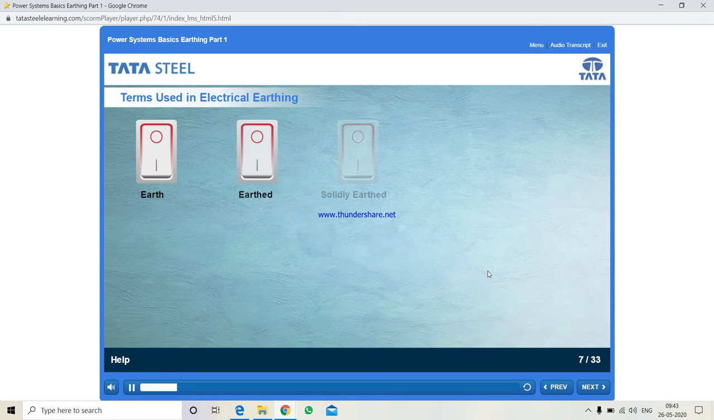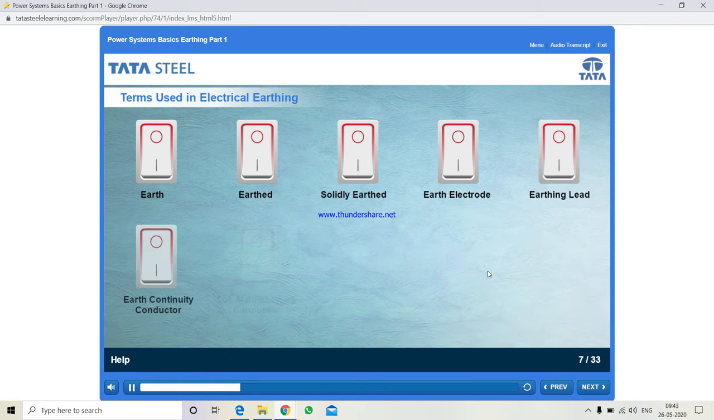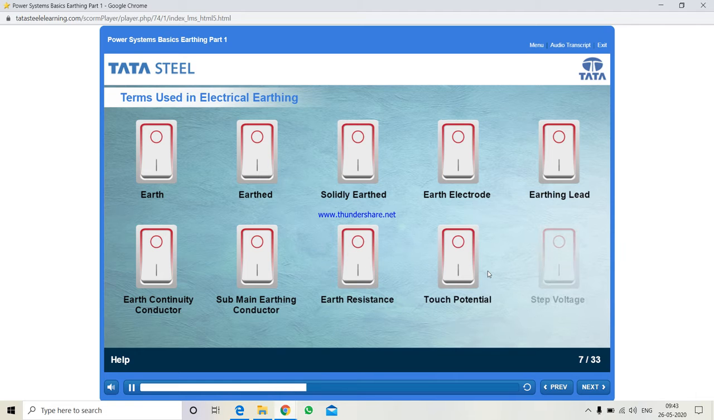We have learned about earthing system, its significance and purpose. Now it is important to learn the terminology associated with earthing. Click on each switch to learn about the terms.